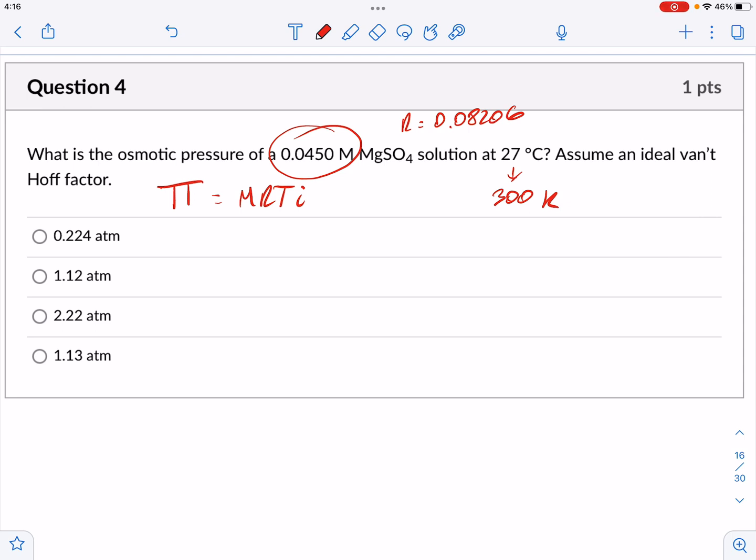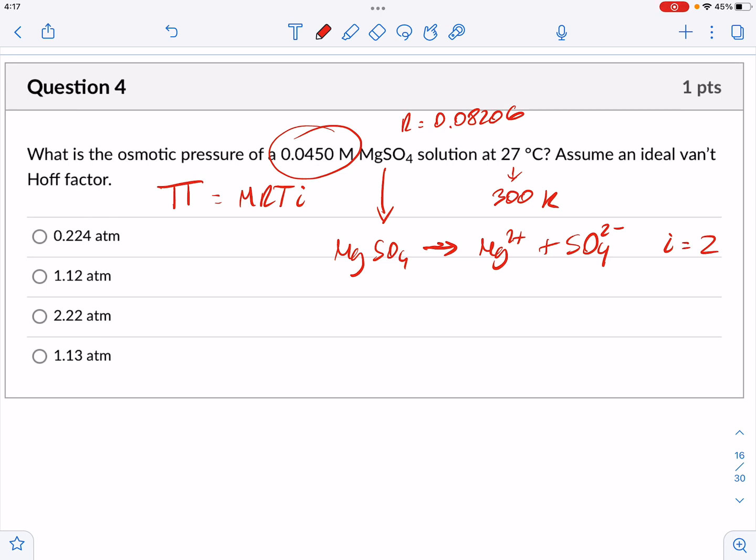The van't Hoff factor, what does that mean? Well, if it was a non-electrolyte, that would be 1, but this is magnesium sulfate. Magnesium sulfate, when you dissolve it in water, goes to magnesium 2 plus and sulfate. So how many ions are we producing here? We are producing 2, so i is equal to 2.